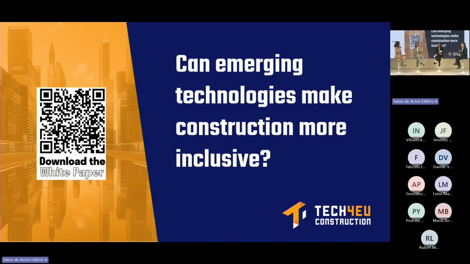So I have one last question for all of you. If you had to choose one action to make the technological transformation happen and to make it more inclusive, especially, what would it be? Starting with Eva, a 30 seconds answer if you can.